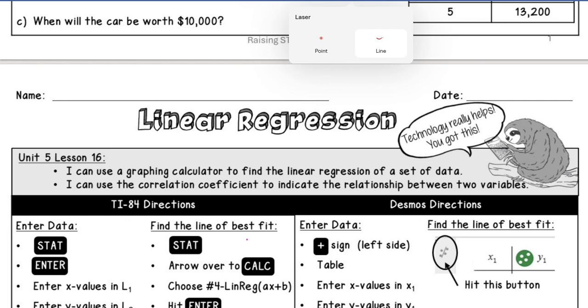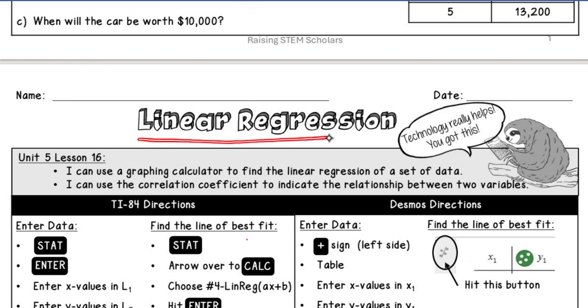And so today's lesson is about linear regression. And the cool thing about linear regression is that we can do practically all of it on your calculator. Like my sloth over here, she says, you know, technology really helps and you got this. So make sure you are using your calculator because it is going to help you out tons.